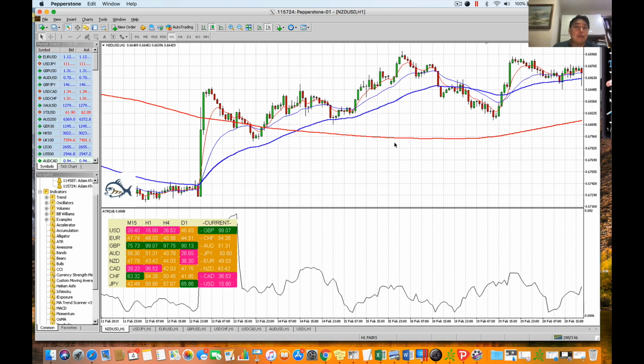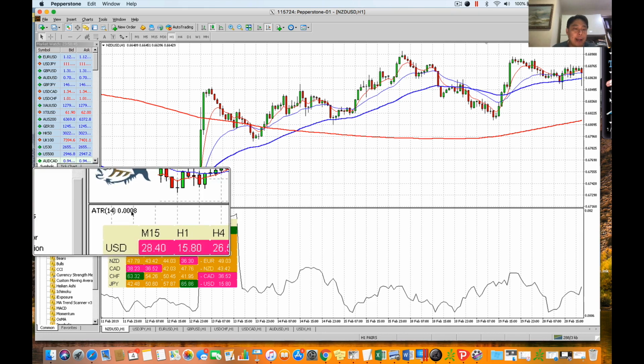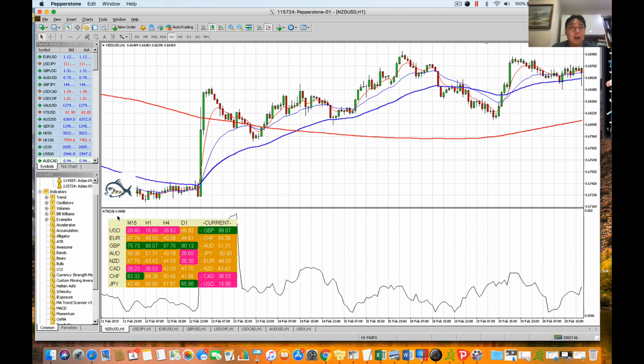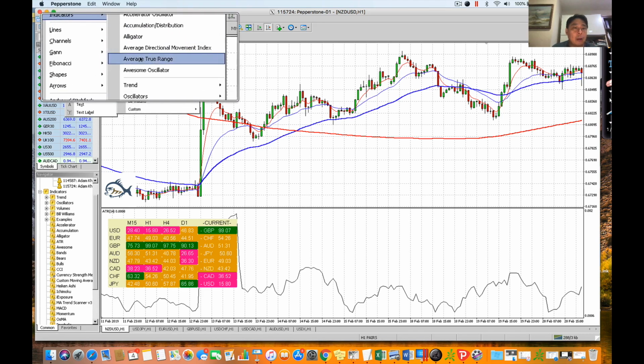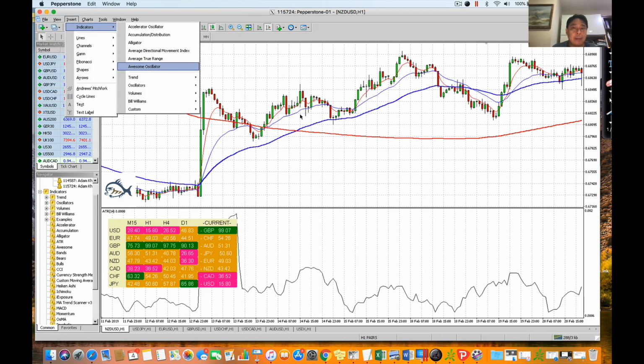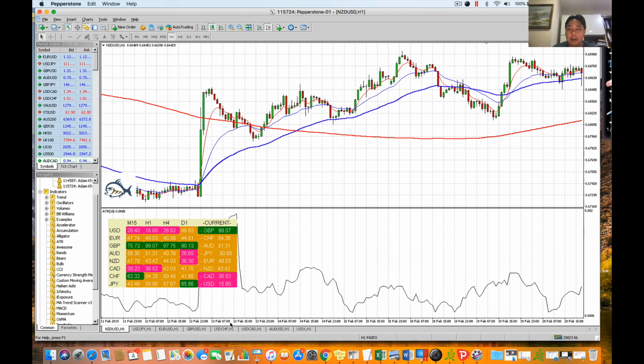One of the things that we need to use would be the ATR indicator, which is the average true range. So to get the ATR, simply go to Insert, Indicators, and go to ATR. Once you click on that, the ATR indicator pops up. The ATR measures the average range of the candles in the last, in this case, 14 periods.